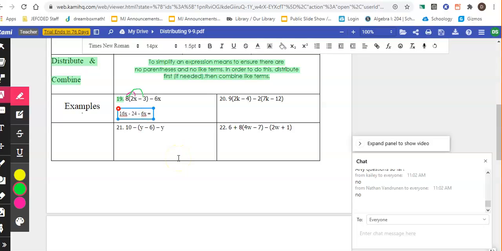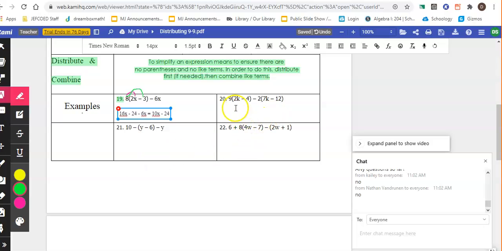Okay, so we've got 16x minus 6x. That's going to leave me with 10x. And then my constant term that's left over should be a minus 24. Okay, I'm going to do one more with you guys. Let's look at 20.